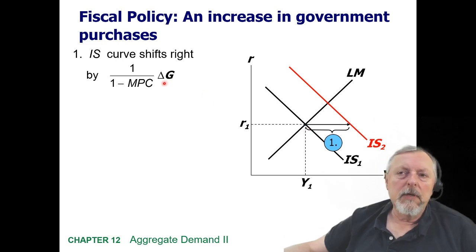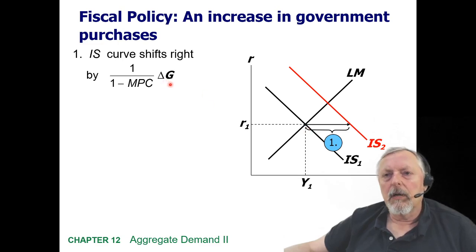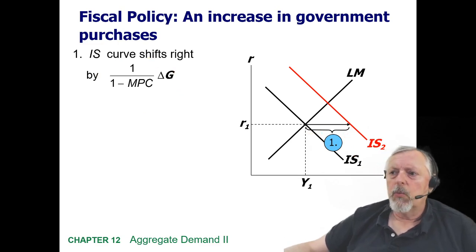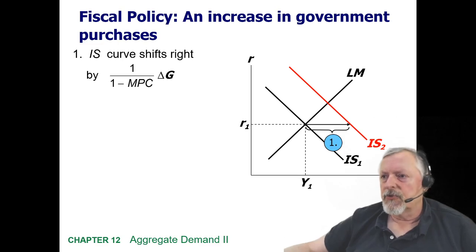So if government spending goes up by this amount, then the IS curve shifts right by this whole amount, which we see is marked as 1 here. Now, if we only had to worry about the goods market, that would be the end of the story, and the economy would have grown by that amount.